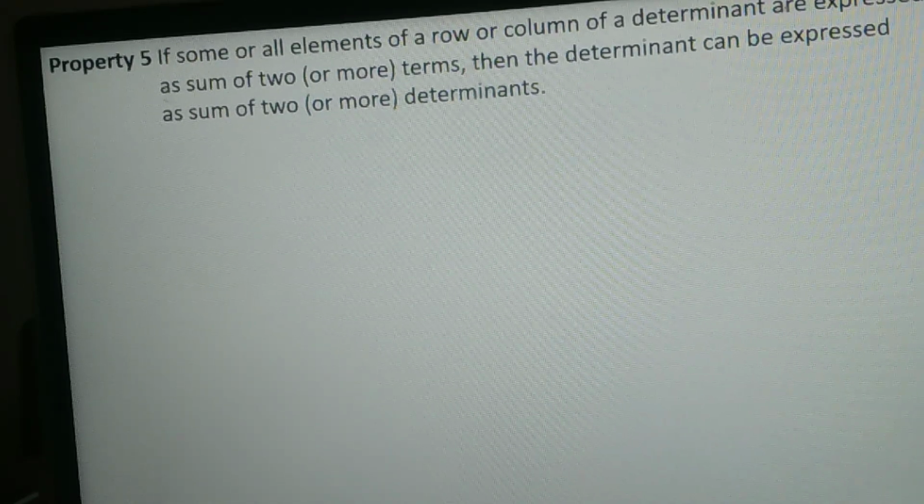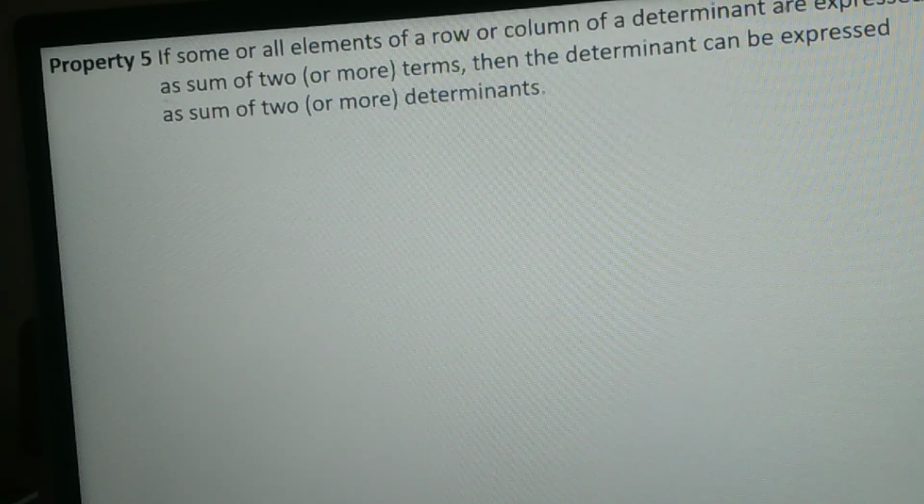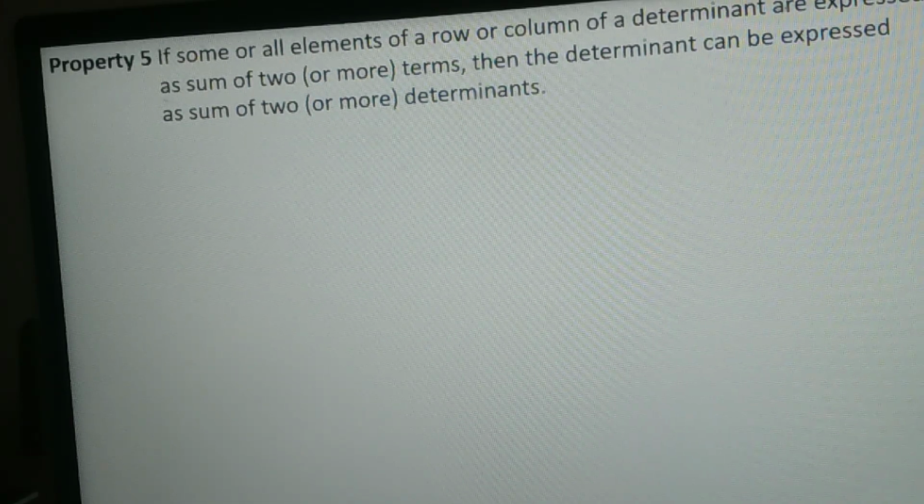Property 5. If some or all elements of a row or column of a determinant are expressed as sum of two or more terms, then the determinant can be expressed as sum of two or more determinants. Property 5 states that if some or all elements of a row or column of a determinant are expressed as sum of two or more terms, then the determinant can be expressed as sum of two or more determinants.